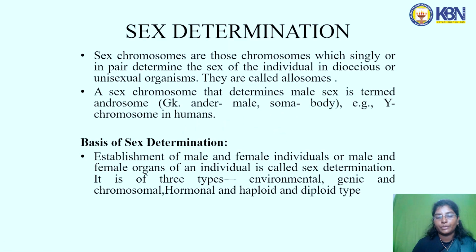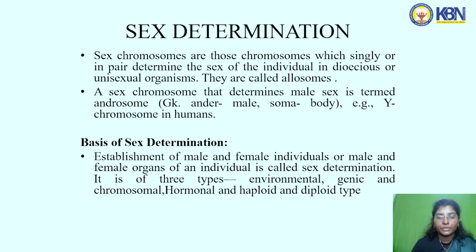Next, sex determination. Sex chromosomes are those chromosomes which singly or in pairs determine the sex of the individual in dioecious or unisexual organisms. They are called allosomes. A sex chromosome that determines the male sex is termed an androsome, that is, andro means male and soma means body. Example, the Y chromosome in human beings.